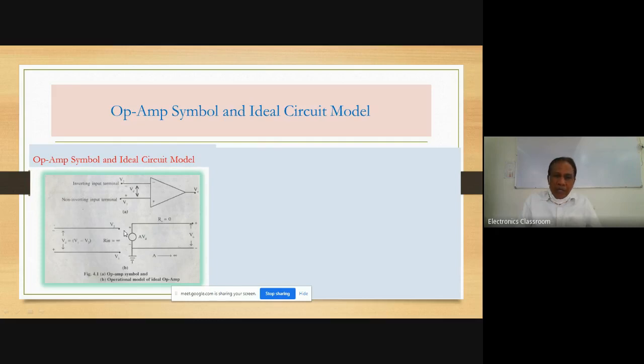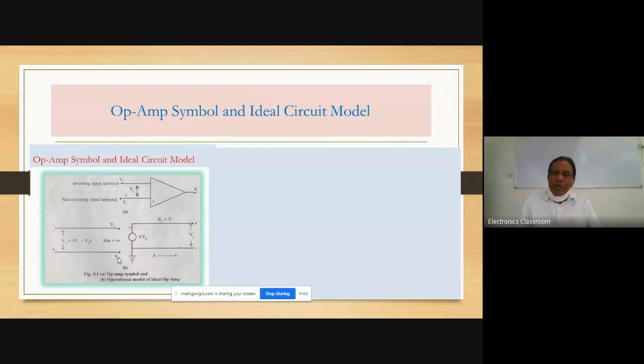If these are open circuited, we can measure the resistance between these terminals with the help of a multimeter. We can observe that there is no deflection in the multimeter. If there is no deflection, it points to the resistance between these two terminals being infinite. That's why I have shown here the input resistance, Rin, equal to infinite.